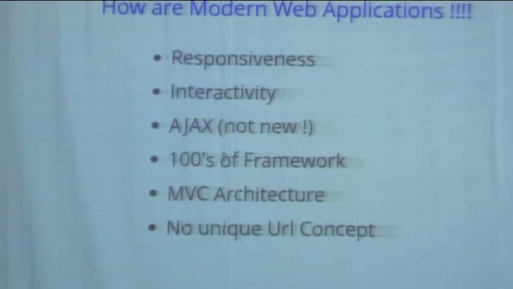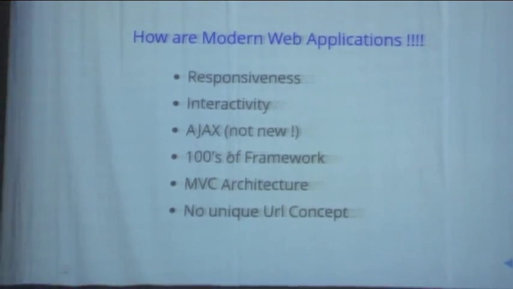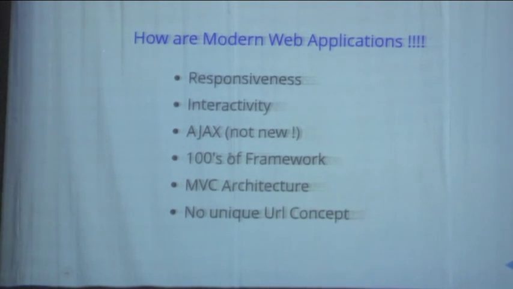So what are the features of modern web applications? They are responsive. You can see that the application changes; it behaves differently on a phone, a laptop, and a tablet. They are interactive. They have so many things like toggle buttons, sliders, sidebars, and a lot more. Ajax is not new. And there are hundreds of frameworks like React, Angular, and many others used in making web applications. They have MVC architecture, where the views and the logic are separated. They have different components.